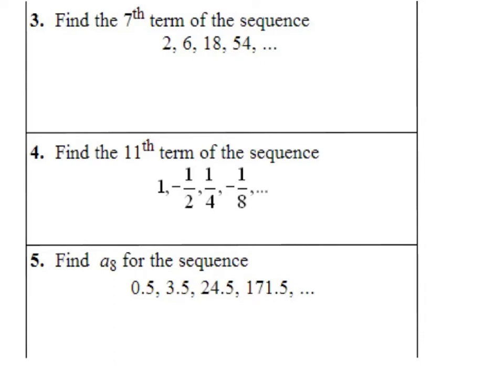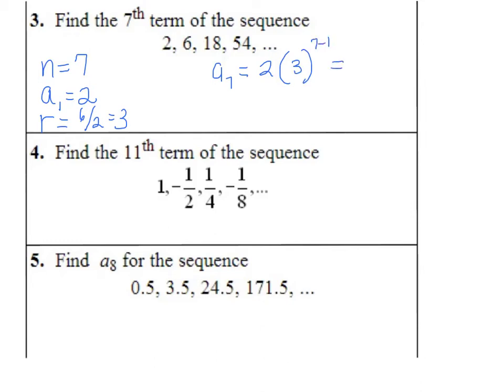Here are some examples that you might find using geometric sequences. You want to find the 7th term of the sequence. So to find the 7th term, we know that n is equal to 7. We know the first term, that's 2, and now we just need r. We take 6 divided by 2 and get 3, so we have r is equal to 3. So to find the 7th term, a sub 7 is equal to the first term times the rate to the 7 minus 1 power. Put that in your calculator and you get 1,458.